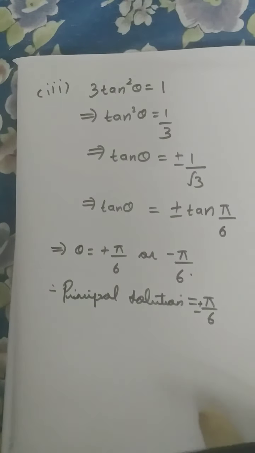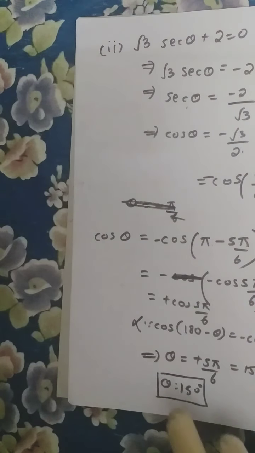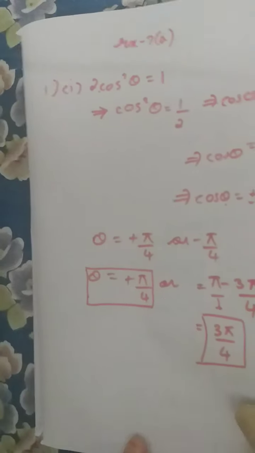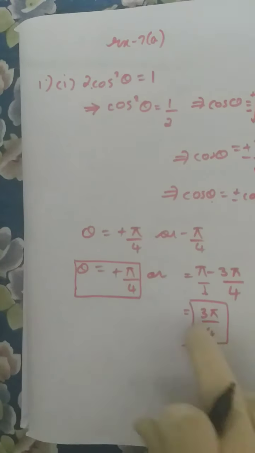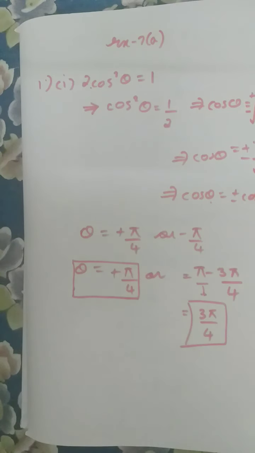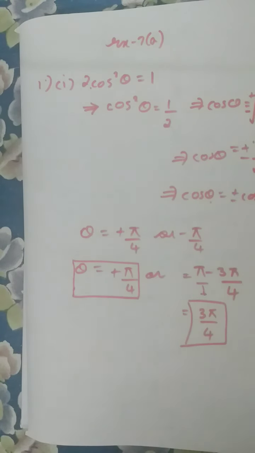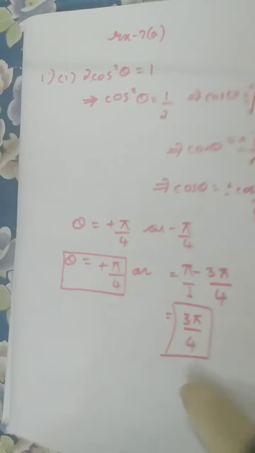See this first bit, second bit. This is my principal solution, theta value. Similarly, this pi by 4 and 3 pi by 4 are my principal solutions. Now that was the first question, first bit, to find out principal solution. Principal solution means finding out the value of theta by solving this. Remember that.